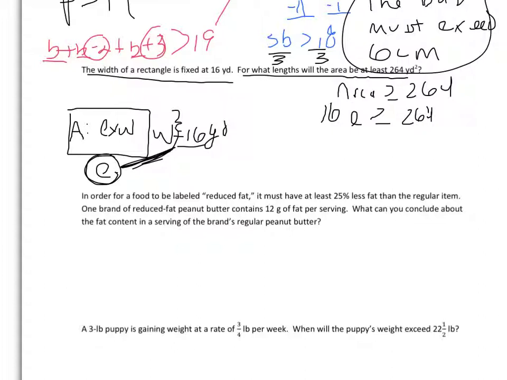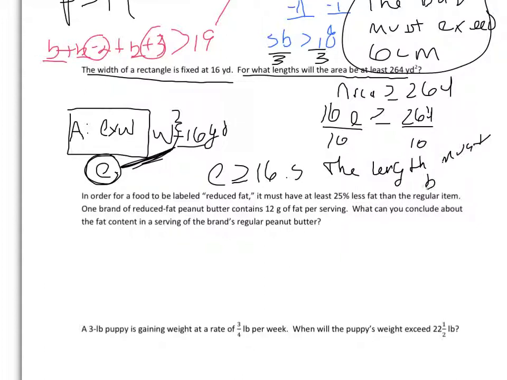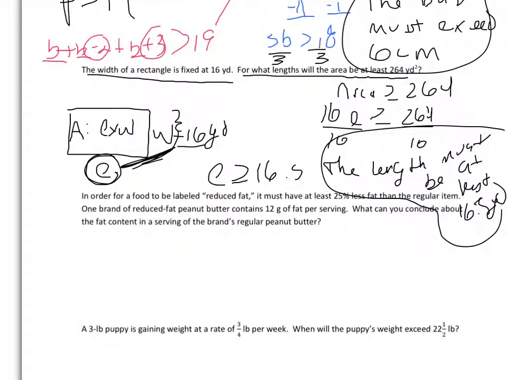Okay, so here solving for L, divide by 16, and 264 divided by 16, 16 and a half. So L is greater than or equal to 16.5. So the length must be at least 16.5 yards. And that's what we're doing there.